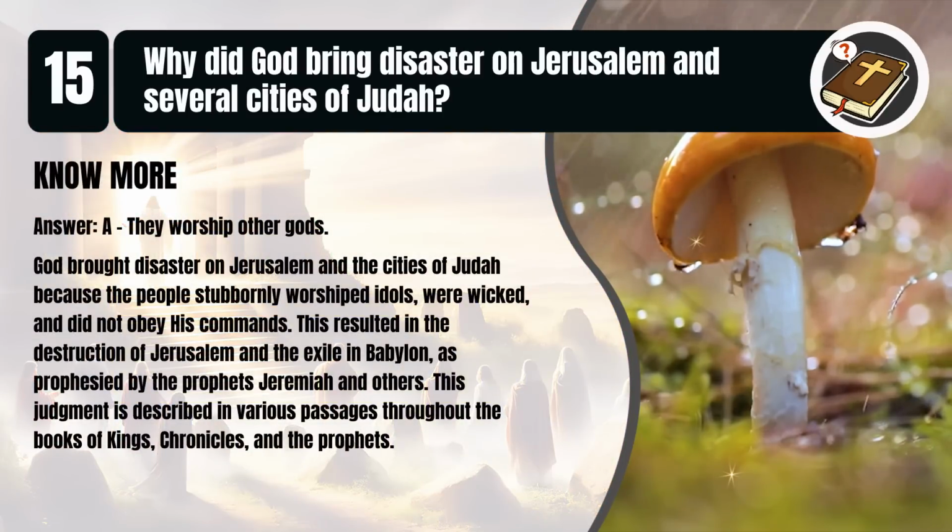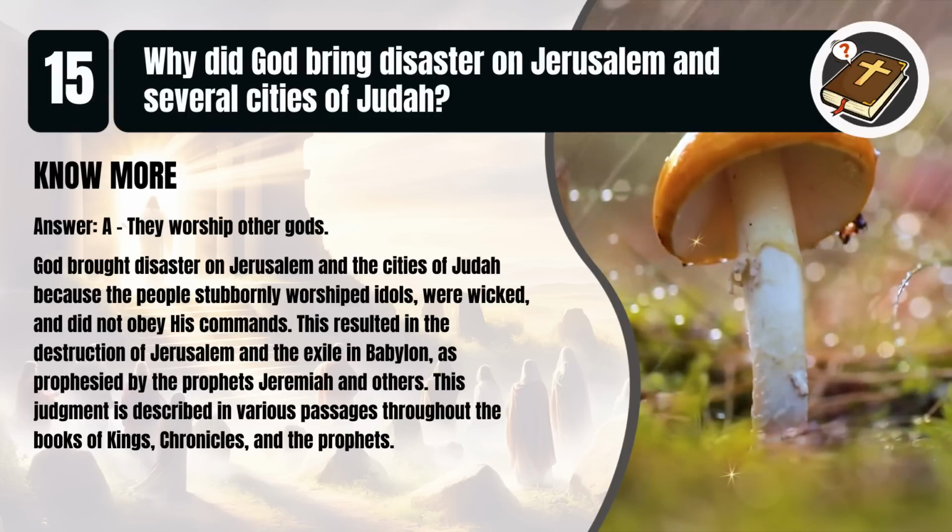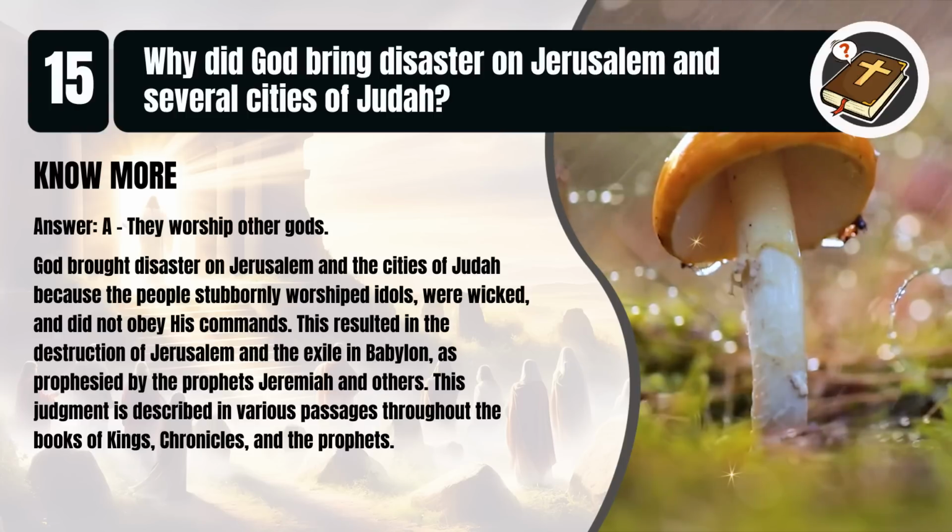That's A. They worship other gods. God brought disaster on Jerusalem and the cities of Judah because the people stubbornly worshipped idols, were wicked, and did not obey his commands. This resulted in the destruction of Jerusalem and the exile in Babylon, as prophesied by the prophets Jeremiah and others. This judgment is described in various passages throughout the books of Kings, Chronicles, and the prophets.